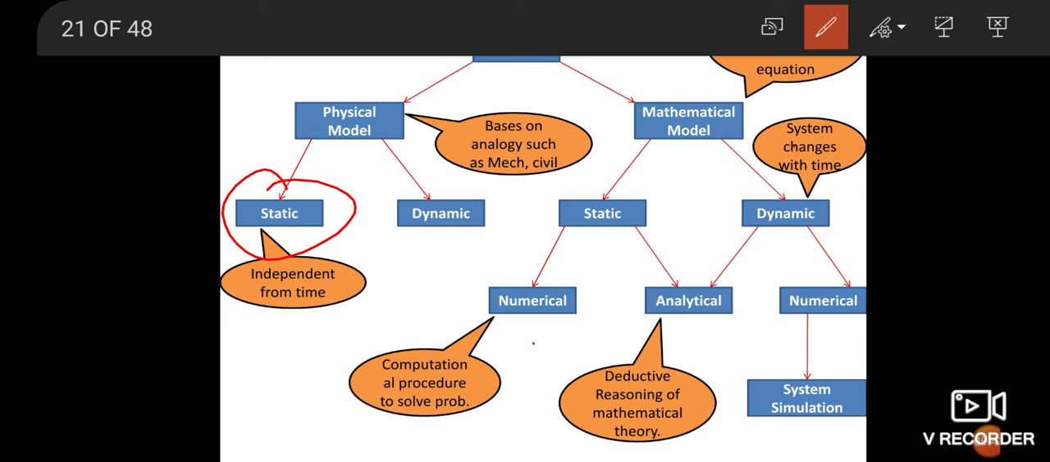Static model means you have just prepared a model which is independent of time. That means by the passage of time it will not be affected. So that model will not be affected by the passage of time. But there are models where we want dynamism. Suppose, for example, we consider the example of a bank. In a bank, okay, when we are talking about mechanical, let us not consider the example of a bank.